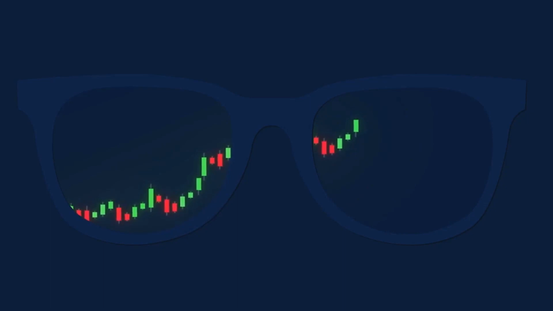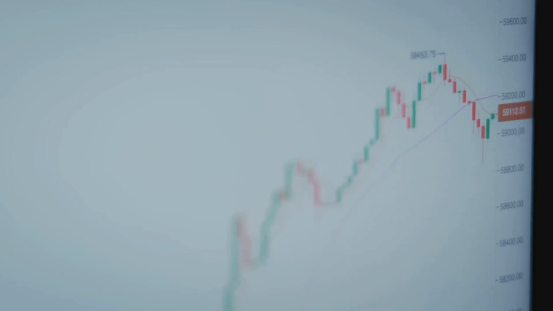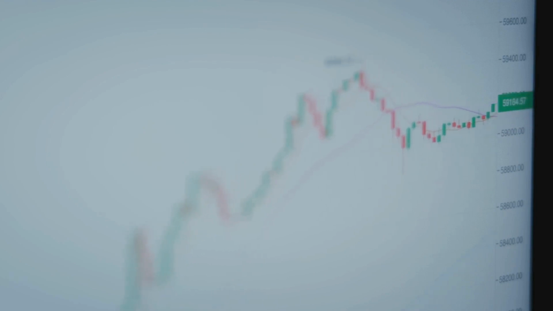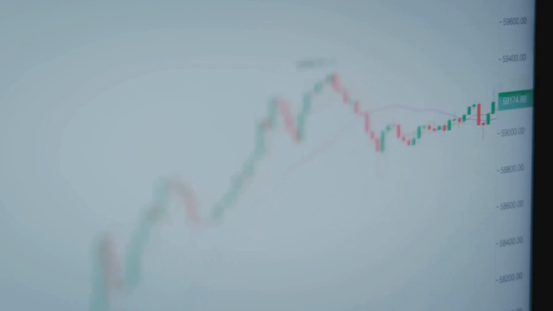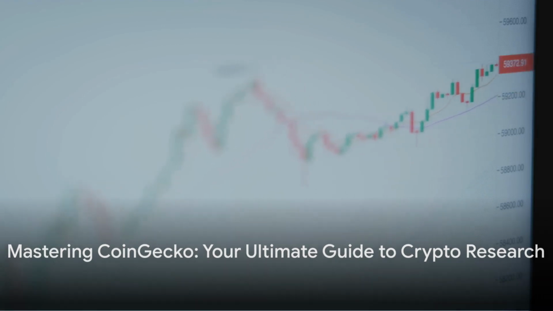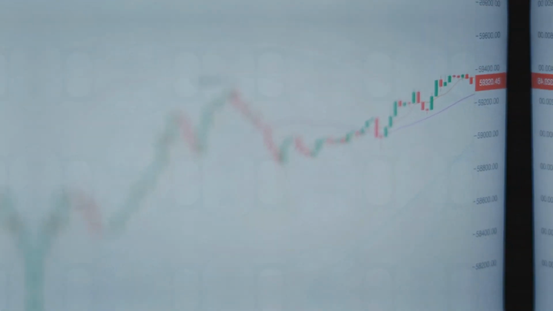Now let's not forget about the gainers and losers feature. This gives you a snapshot of the best and worst performing cryptocurrencies, providing valuable insights into market trends. Lastly, CoinGecko provides details on what exchanges each cryptocurrency is traded on, complete with charts, white papers, and wallet information. Understanding these features can help you make informed decisions in your cryptocurrency journey.